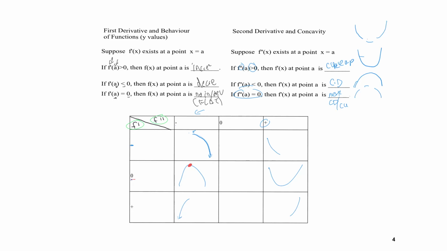Same thing for here, over here. It's curving up, the graph is curving up, but I want the slope to be 0. Well, where on the parabola feature graph is the slope 0? It's right over here. So this here is a specific point.